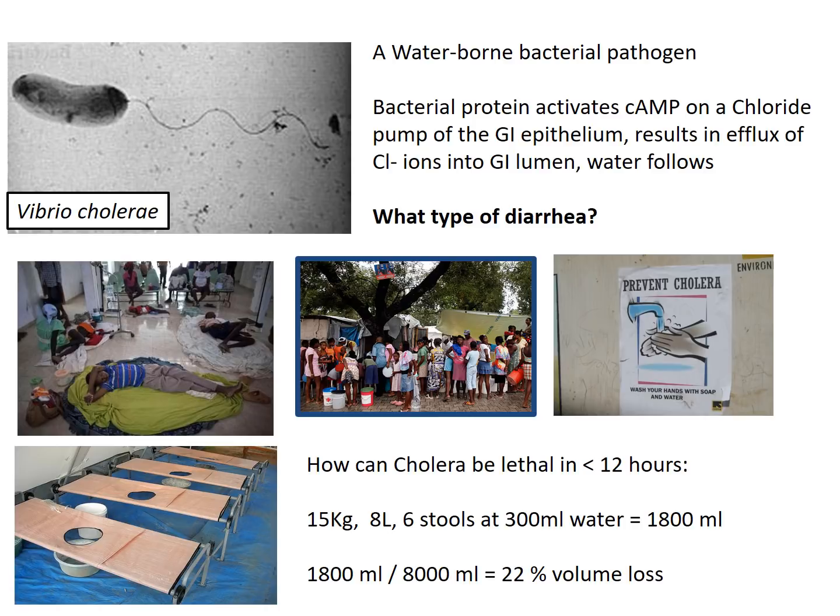So in this fictitious story that I have here, how can cholera be lethal in less than 12 hours? If you took a 15-kilogram child, and that child has about 8 liters of water in his or her body, let's say that this individual had 6 stools, which had 300 milliliters of water weight to it. That would be 1,800 milliliters. 1,800 milliliters divided by 8,000 milliliters, that's already 22% of volume loss. And again, remember that 15% of volume loss can lead to irreversible hypovolemic shock.